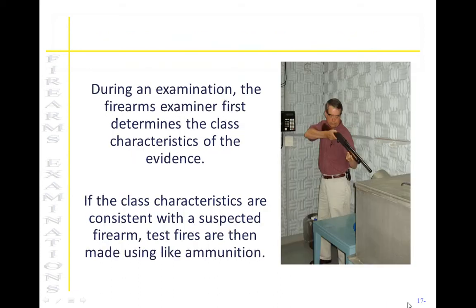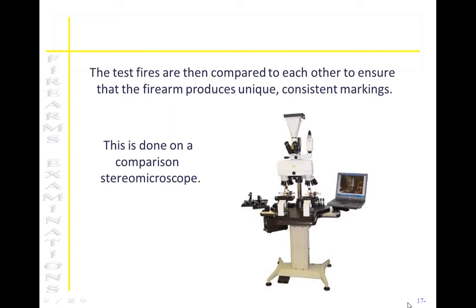So during an examination, the examiner is first going to determine the class characteristics of that evidence itself. If the class characteristics are consistent with the suspected firearm, then test fires are going to be made using ammunition. Usually, there will be several test fires produced from a weapon so that they can ensure that firearm is going to consistently produce unique markings.